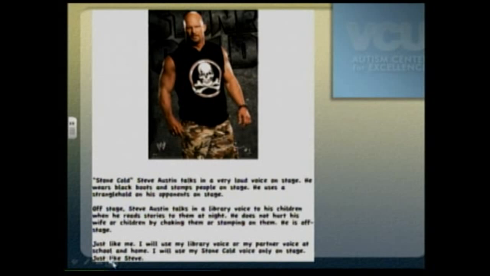The beauty of this is that it worked. It didn't work the first day. Didn't work the second day. But after reading it 3, 4, 5 times a day, then you could actually see from the data that the strangleholds, stomping on people, and even the loud voice started decreasing.